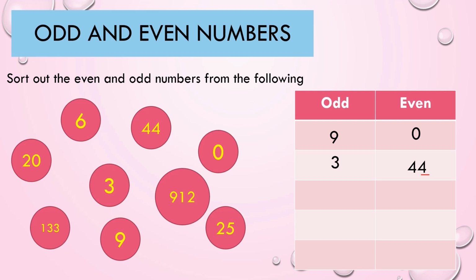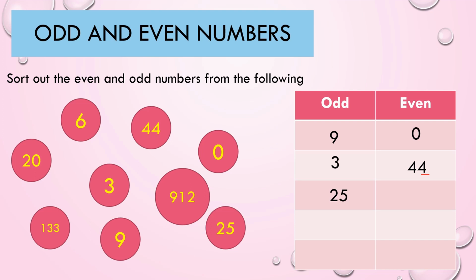What about 25? 25 will go to which column? Even or odd? 25 को छोड़ें. 5 का बताइए. 5 even number है या odd number है? Odd है. So 25 is also an odd number because the digit at the unit place is an odd number. So it will go to the odds number column.